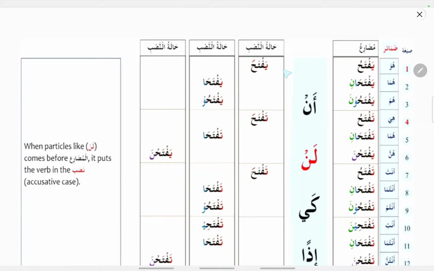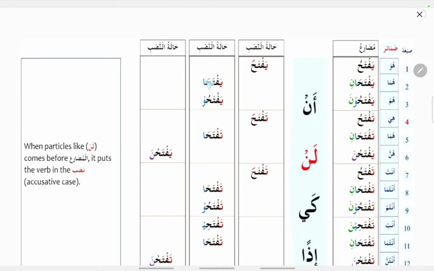Now coming to the mansub state. Mansub state means singular forms will have a sign at the ending, the fatha sign, you can see, and the dual forms and the plural forms will be dropping their noons. So yaftahu, it is a singular form, dhamma you can see, it is in the marfu state, but in the mansub state it is fatha, and in the dual and the plural you can see yaftahani, that is a dual, and yaftahuna, that is a plural. So here in these two cases the noons are dropped.